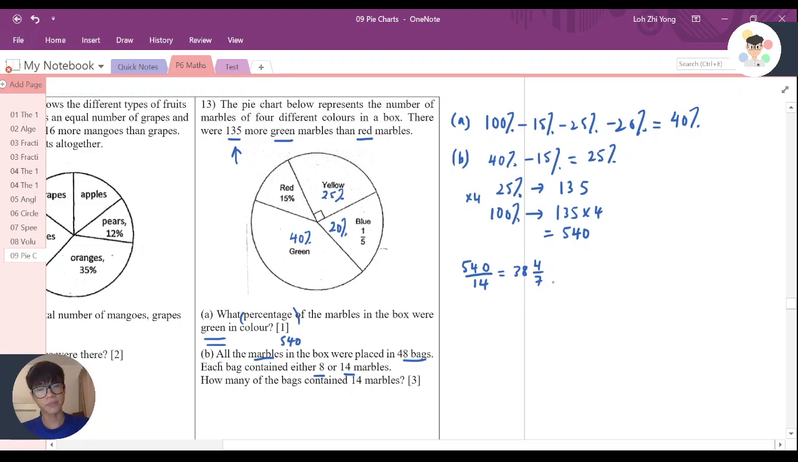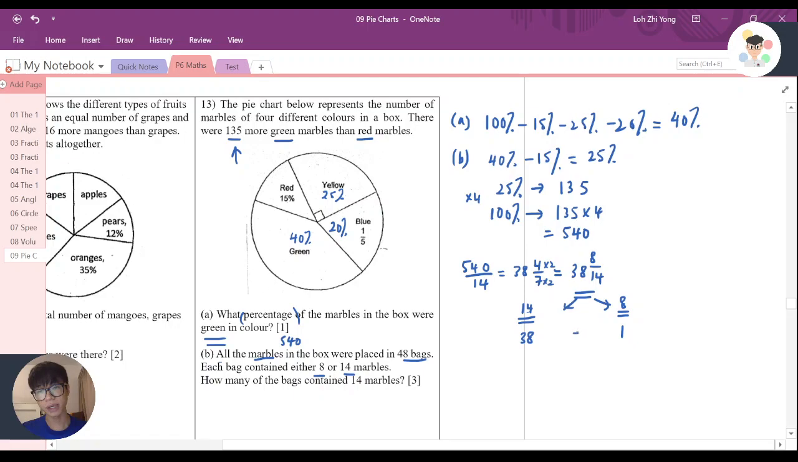38 4/7 means that I'm able to fill 38 bags with 14 marbles each, but there are still some extra. And if I were to make this 4/7 become this, I times 2, I times 2, it will be 8/14. This tells me that I have 38 bags of 14 marbles, and can you see there's an extra 8? Means that I have one bag with 8 marbles inside.